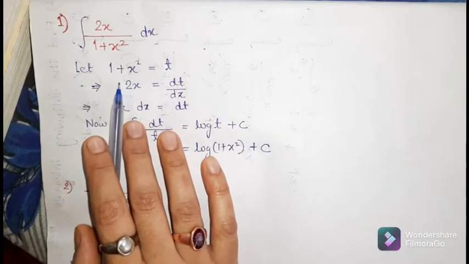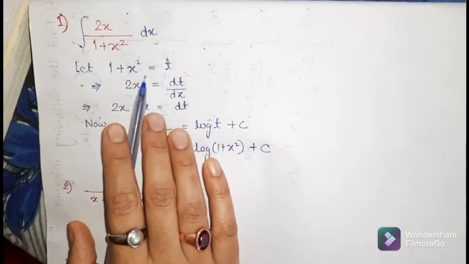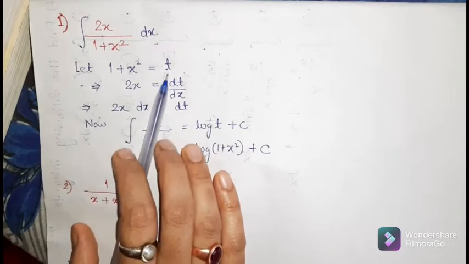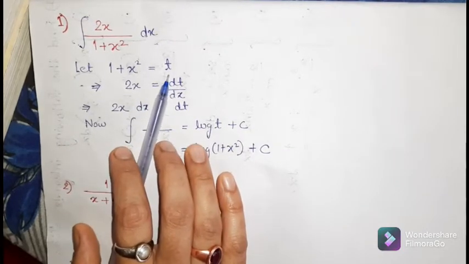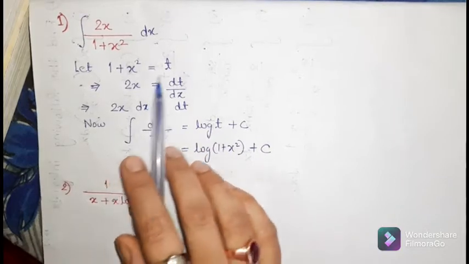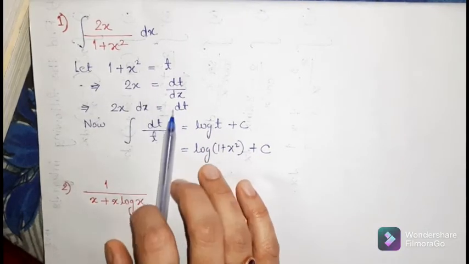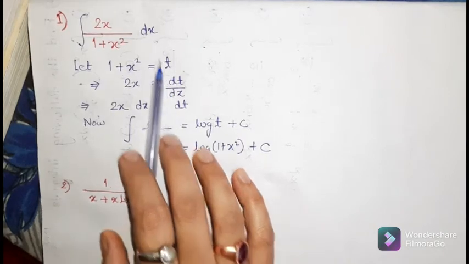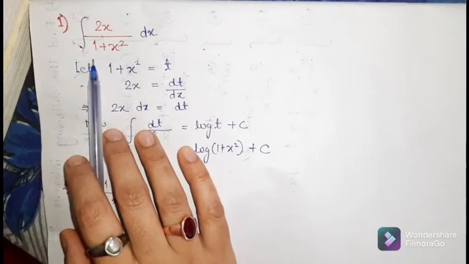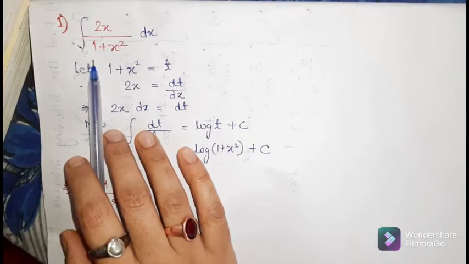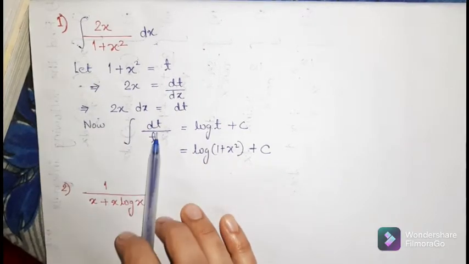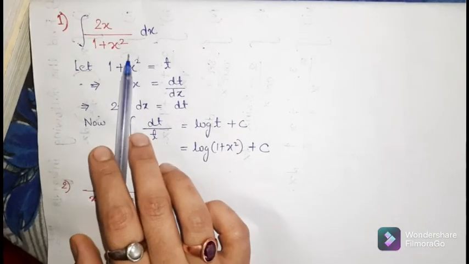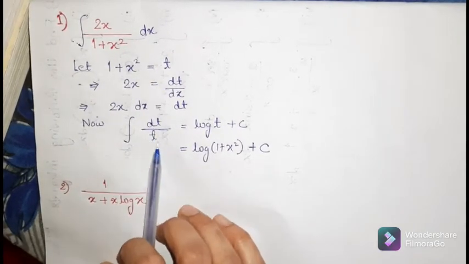So at first I put 1 plus x square equals to t. This implies 2x equals to dt by dx, because you have to differentiate t with respect to x. From here we get 2x dx equals to dt. Now we put these values, we change the whole function in the form of t. So we get the integration of dt, 2x dx equals to dt, divided by 1 plus x square equals to t. So we get dt by t.